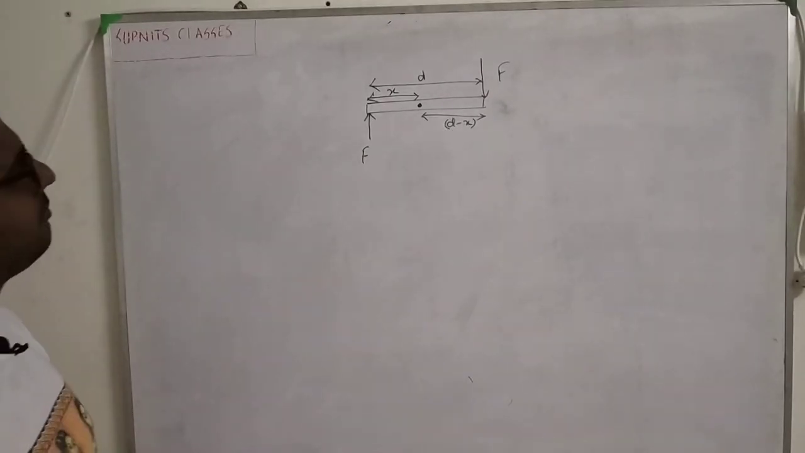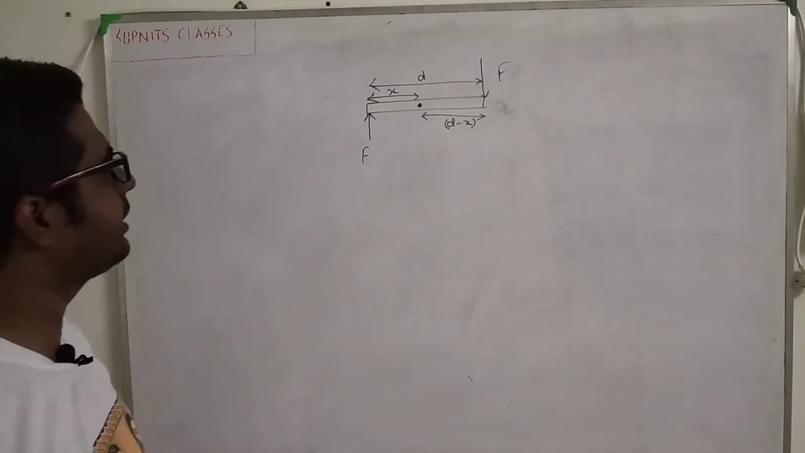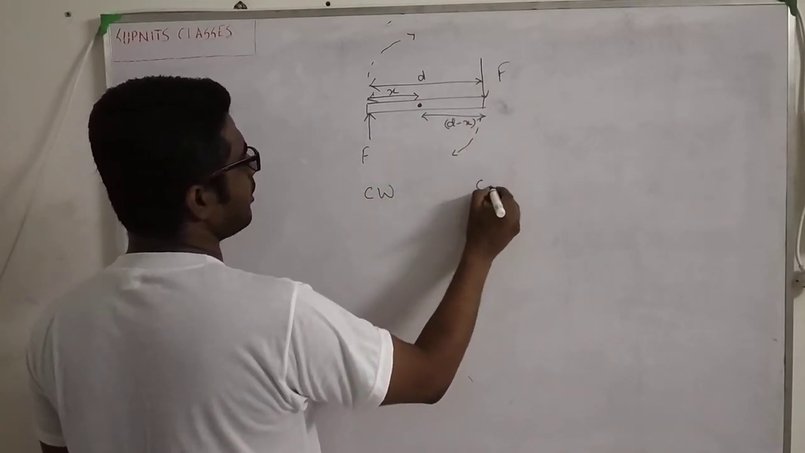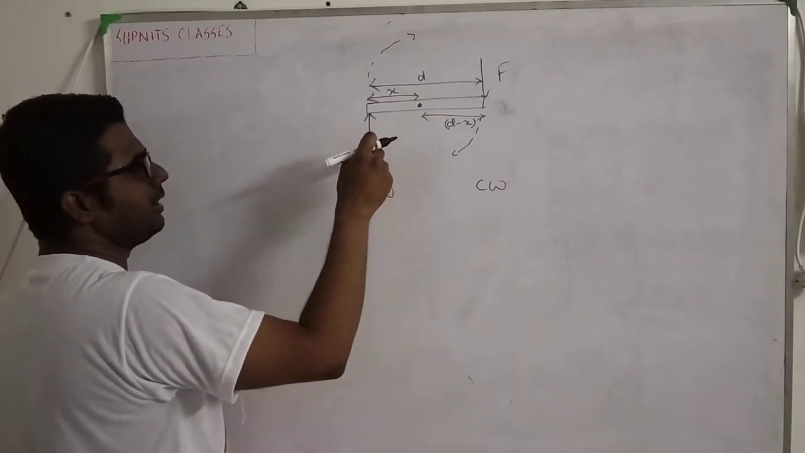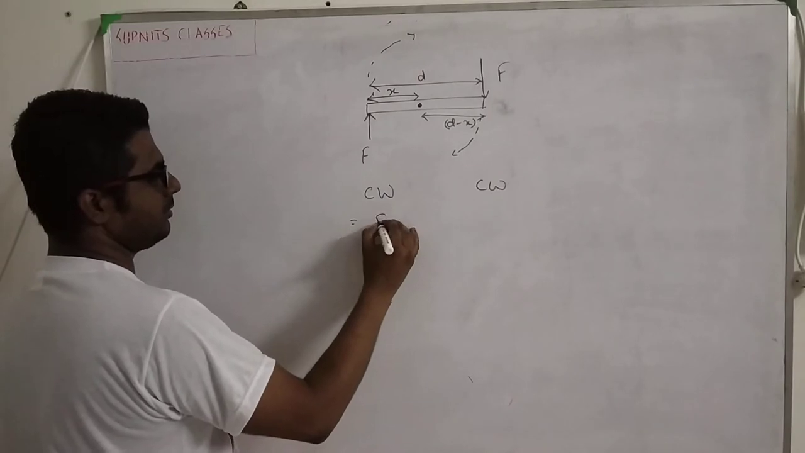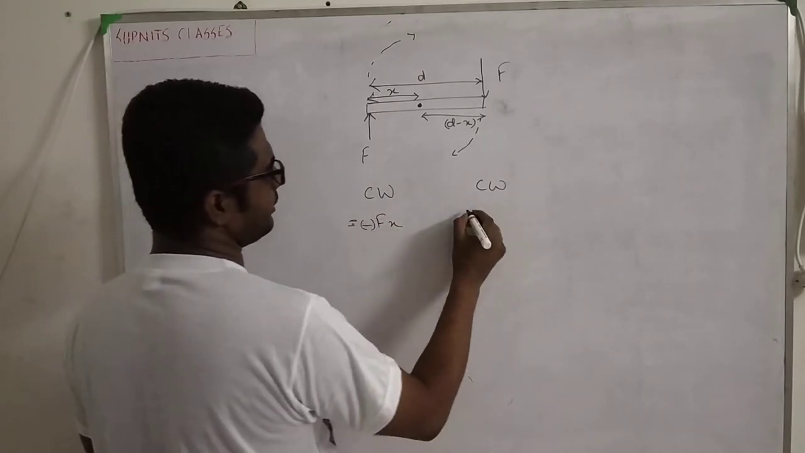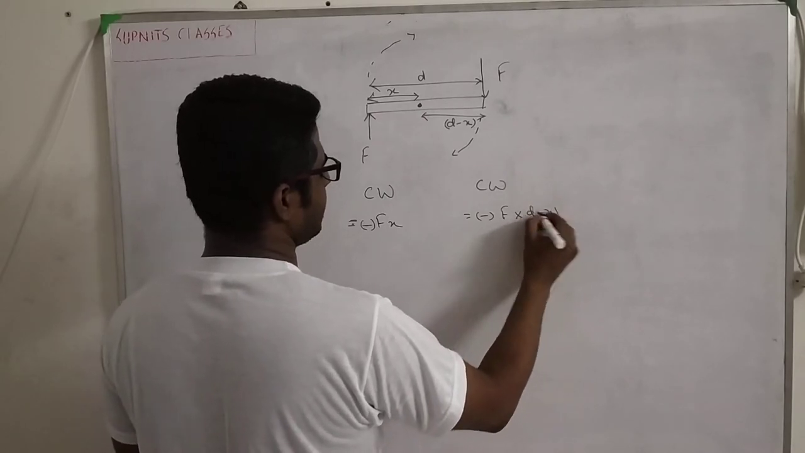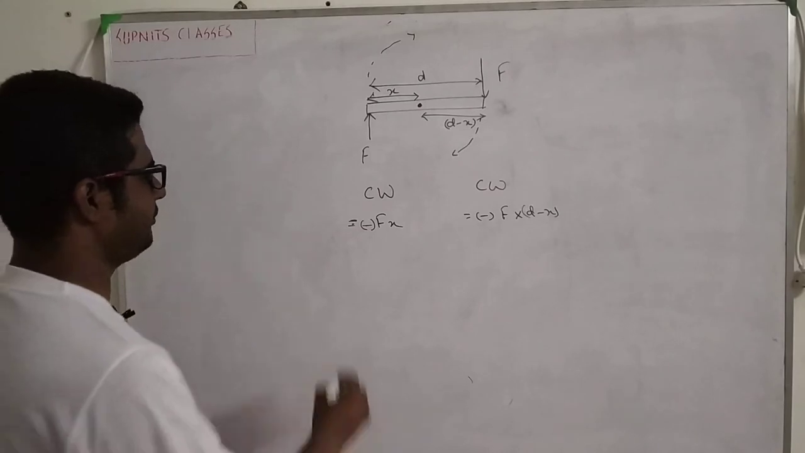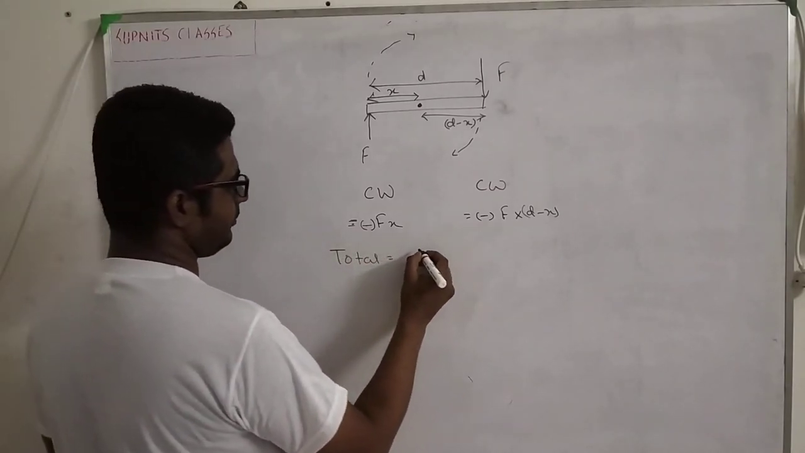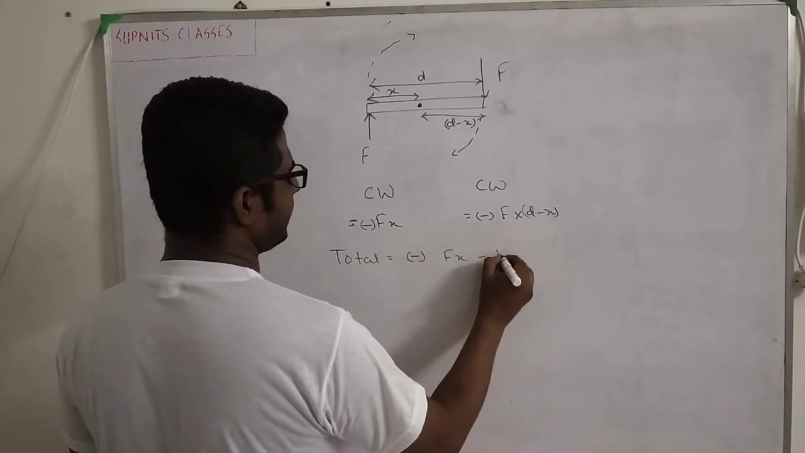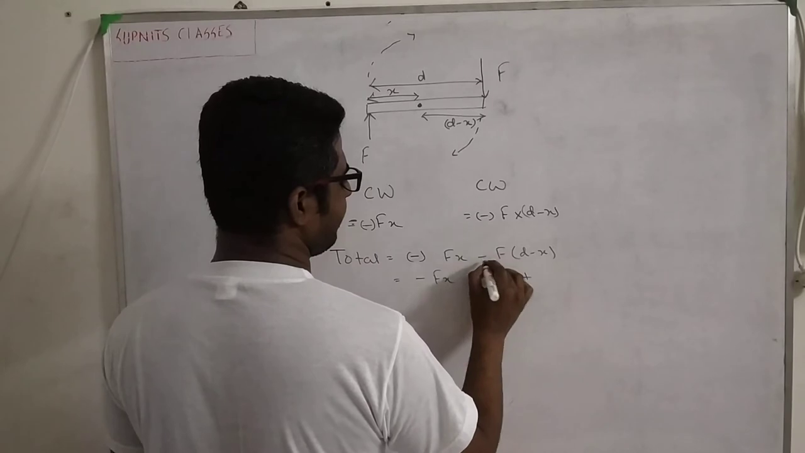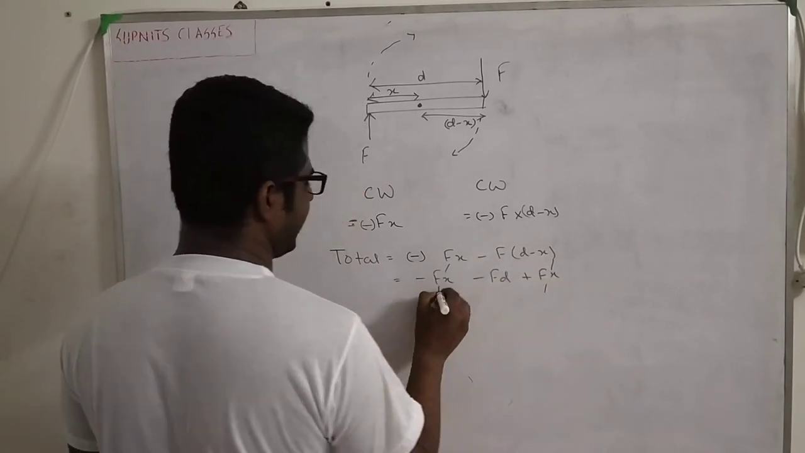Now, if somebody asks me to find the total moment out of this one, how do I do it? First of all, I will take this force clockwise, this force clockwise. What is the clockwise moment given by this force? F into x, negative, because it is clockwise moment. This one is also clockwise, so it will be negative: F into (d minus x). What is the total moment? Minus Fx minus F(d minus x), that is minus Fx minus Fd plus Fx. So this will cancel out and it will be minus Fd.